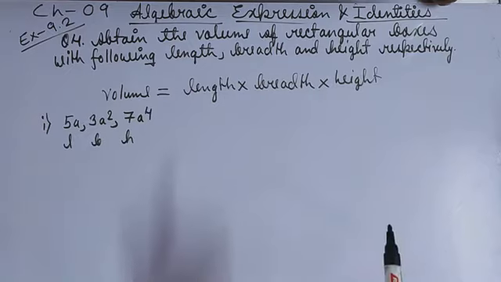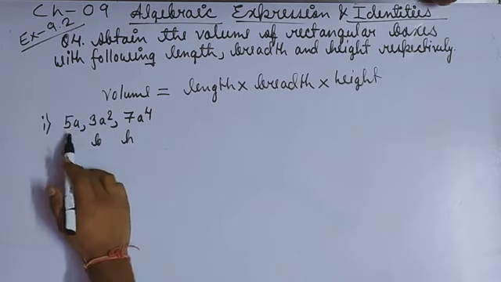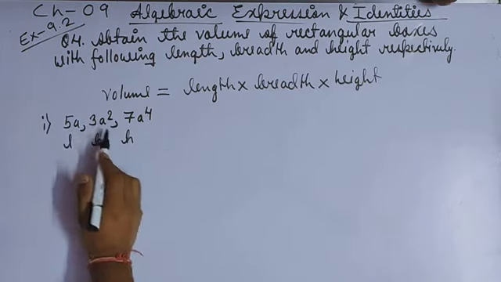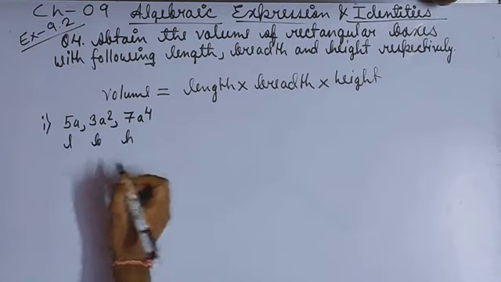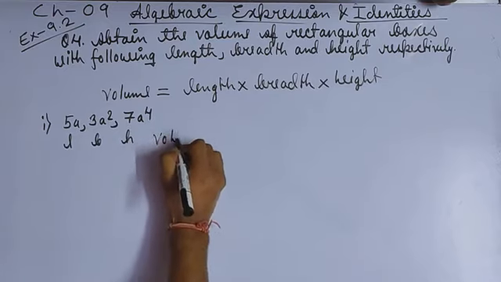अगर आपका respectively लिखा हुआ है, there is a written respectively on your question, that means that it should be in the sequence. Sequence में चलेगा. So length is your 5a, breadth is your 3a square, and height is your 7a to the power 4. So what we have to do? We have to find out the volume. So volume will be equal to what?